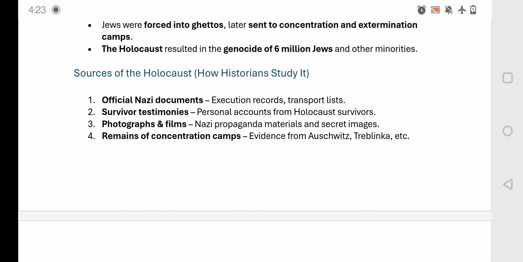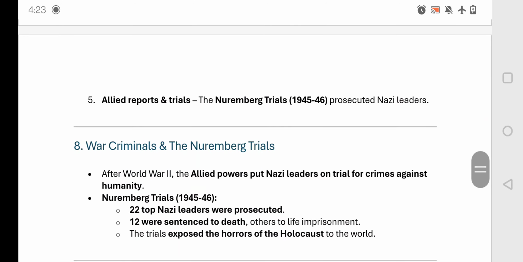And then remains of concentration camps, evidence from Auschwitz, which was actually the gas killing chamber, and then Treblinka, etc. And then Allied reports and trials. The Nuremberg trials prosecuted Nazi leaders. This was the court, or you can say tribunal, where the judgments were passed. There, Nazi leaders were prosecuted.